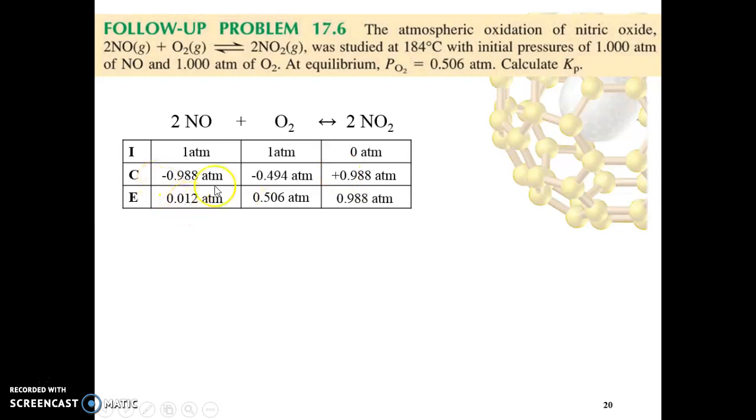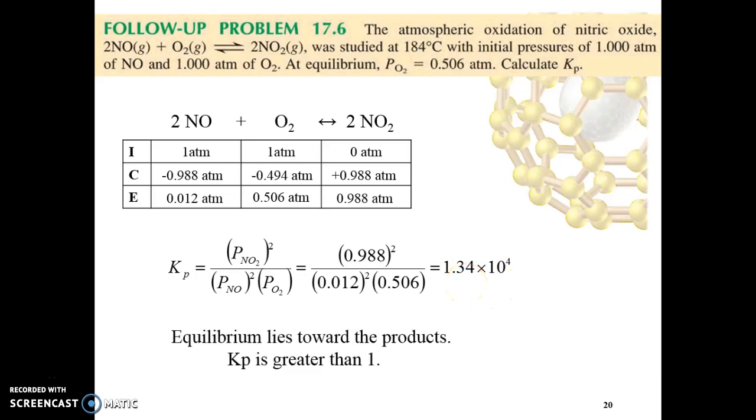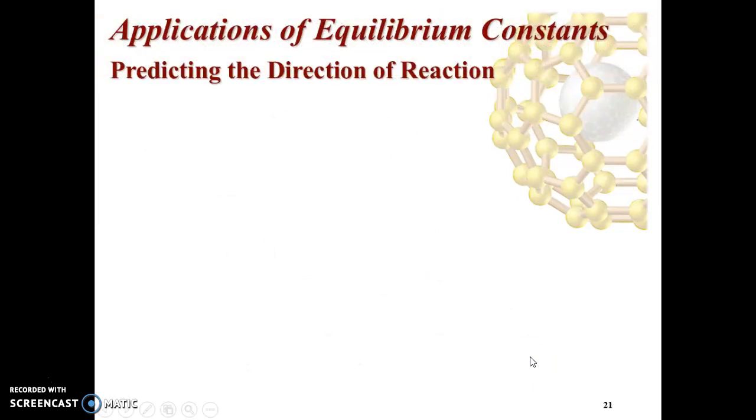So at equilibrium, I have a very small amount of NO, but I have a reasonable amount of NO2. So once again, plug it into my equilibrium expression, and I have a Kp of 1.34 times 10 to the negative 4th. So you've got lots of practice to do with those. Once again, where does equilibrium lie? It's much larger than 1, so it's going to favor the products. So much more of this stuff will be there than previously.